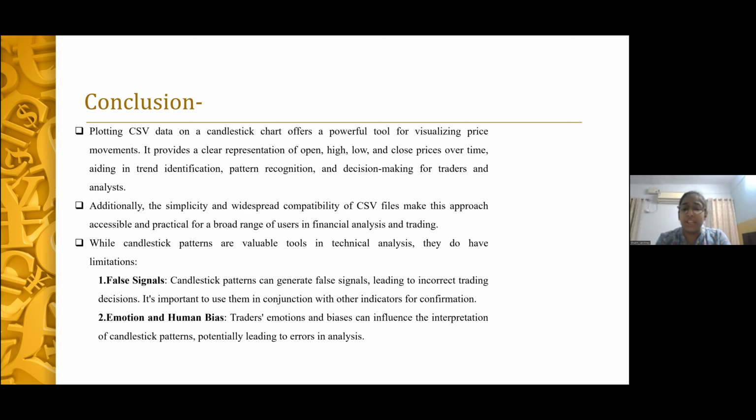Second, emotion and human bias. The trader's emotion and bias can influence the interpretation of candlestick patterns. For example, for one trader, if he sees 4 green candles, it is a pure win-win condition, while for someone else, if he sees 5 green candles, it might be a win situation. Also, candlestick charts cannot predict human bias and conditions going on in the market, such as news or social media articles which can influence the price. The candlestick chart cannot make those predictions.